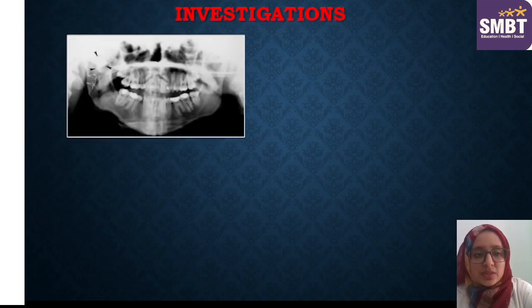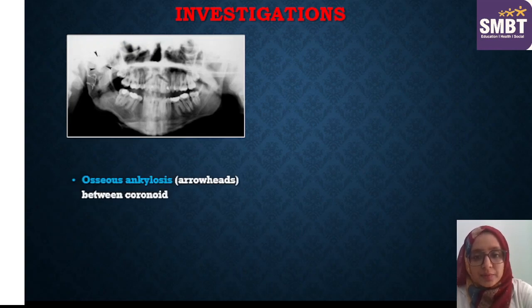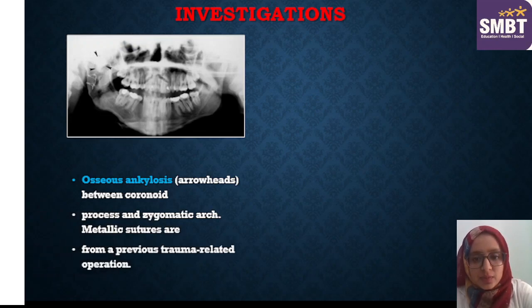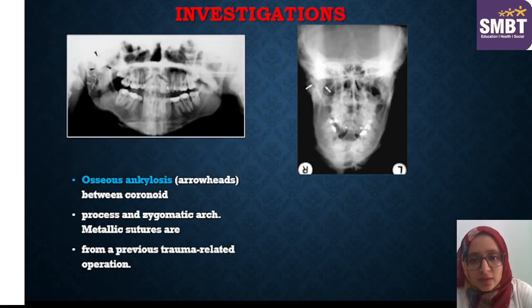So this is an OPG. You can appreciate on the right side the arrow marks showing a fibrotic mass, and there is a loss of anatomy of the TM joint. Osseous ankylosis, arrowheads between the coronoid process and zygomatic arch, metallic sutures are seen from a previous trauma-related operation. You can appreciate the metallic plate.